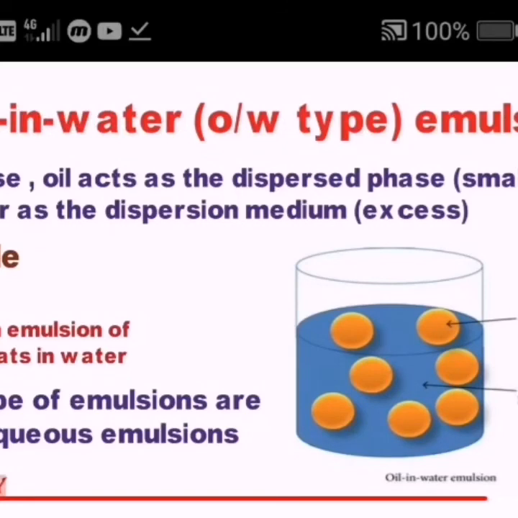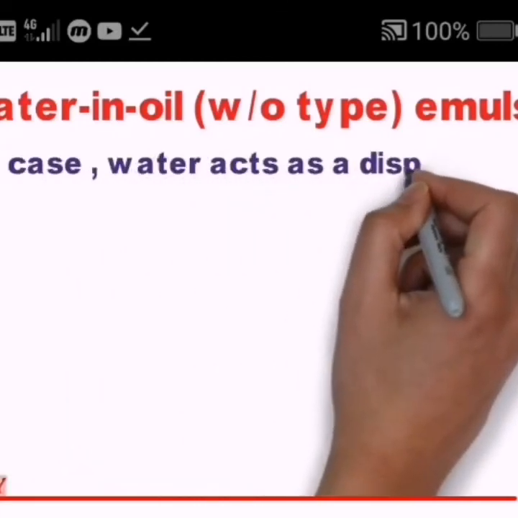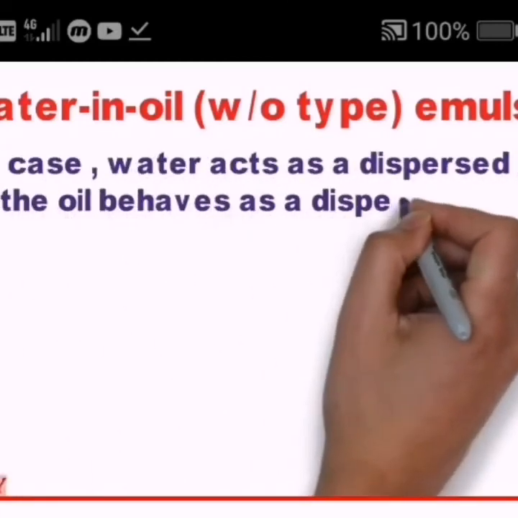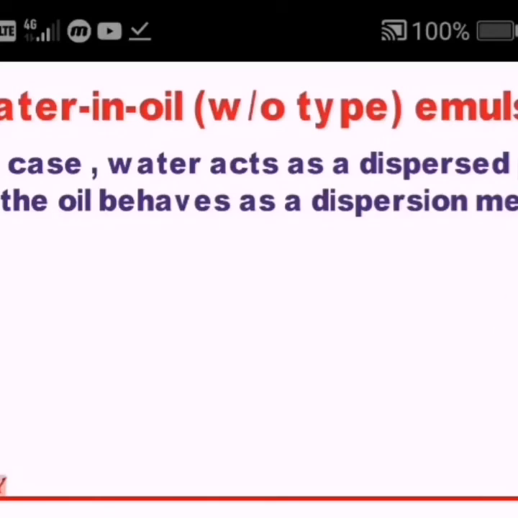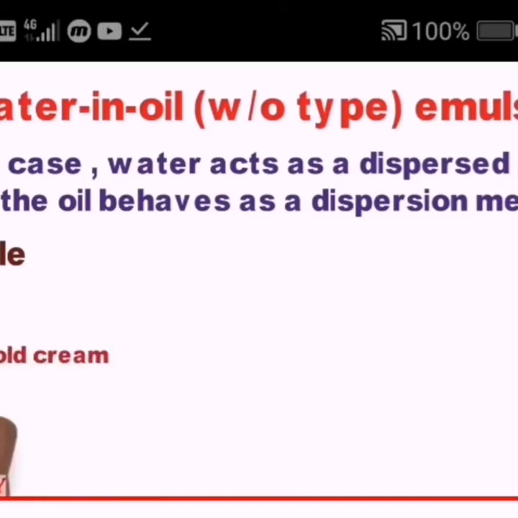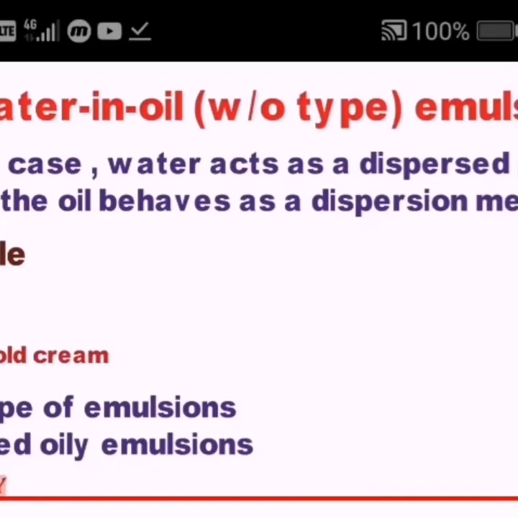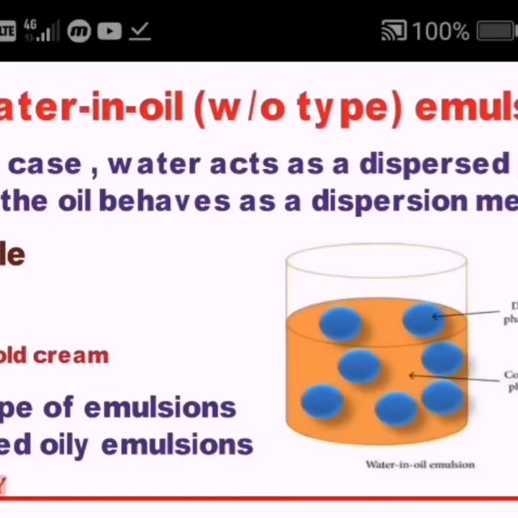Next type is water in oil type emulsion. In this case, water acts as the dispersed phase and oil acts as the dispersion medium. Examples: butter and cold cream. Such types of emulsions are called oily emulsions. Look at the picture. Water is dispersed in oil; the water acts as the dispersed phase, whereas oil acts as the dispersion medium.